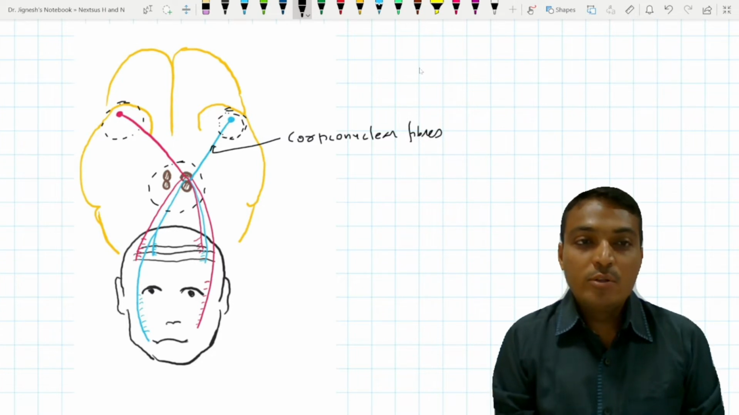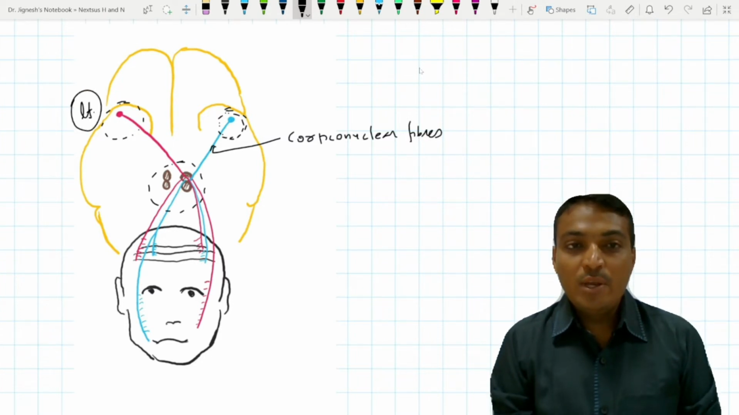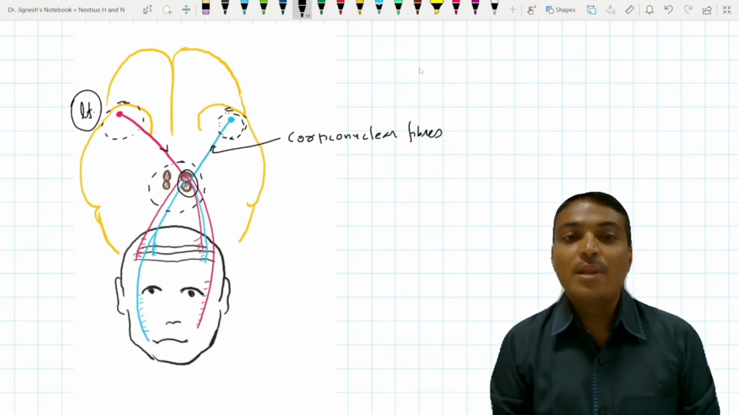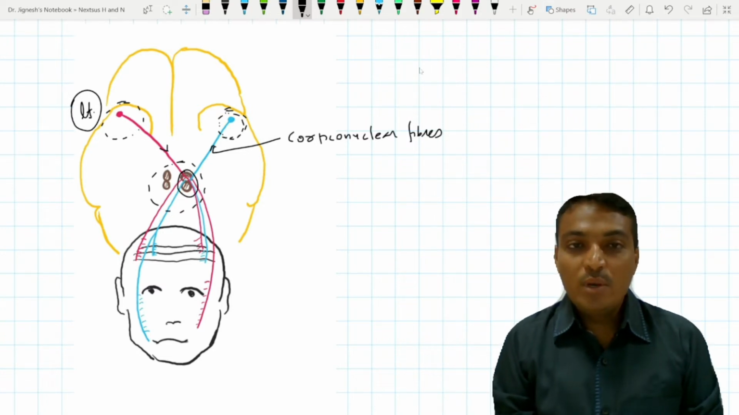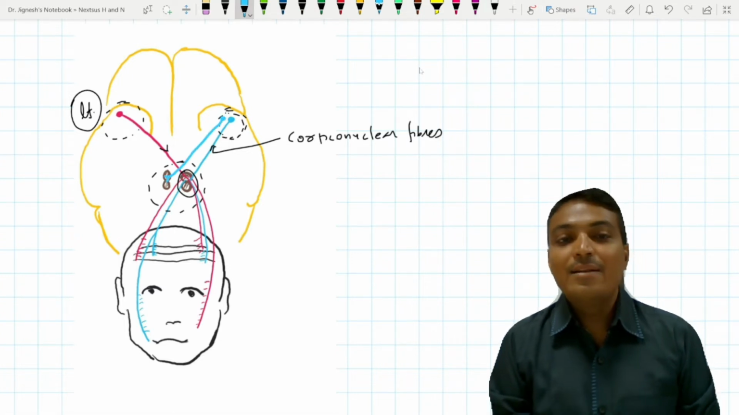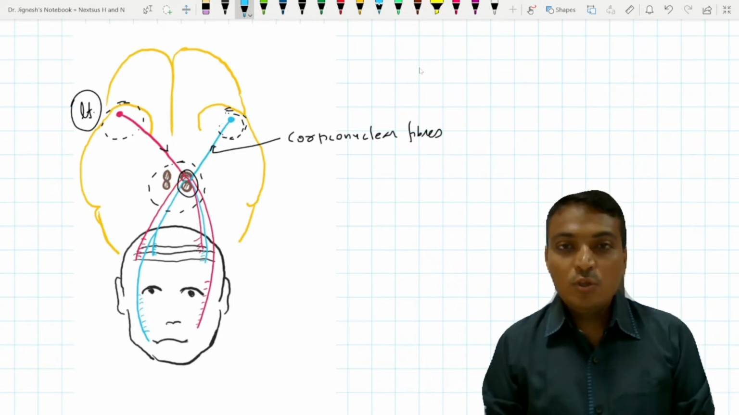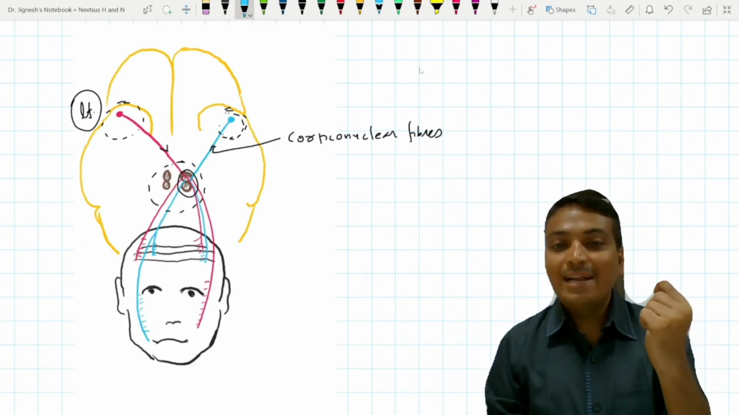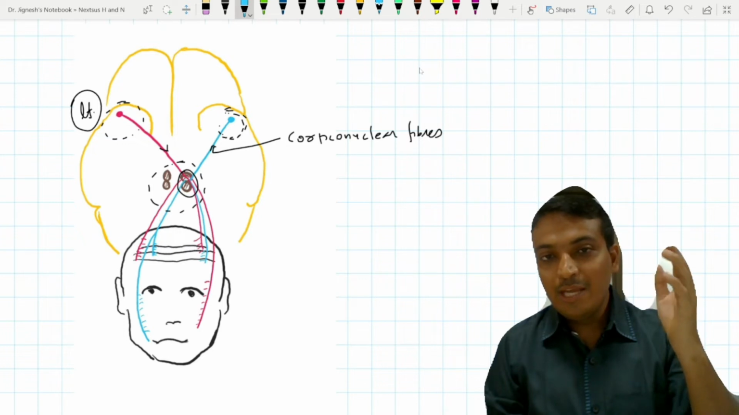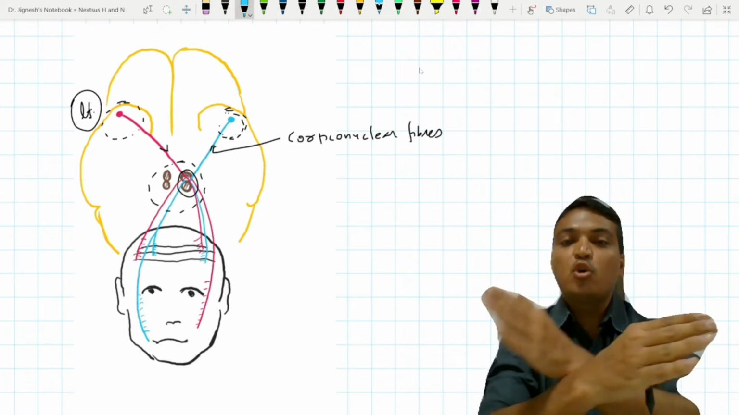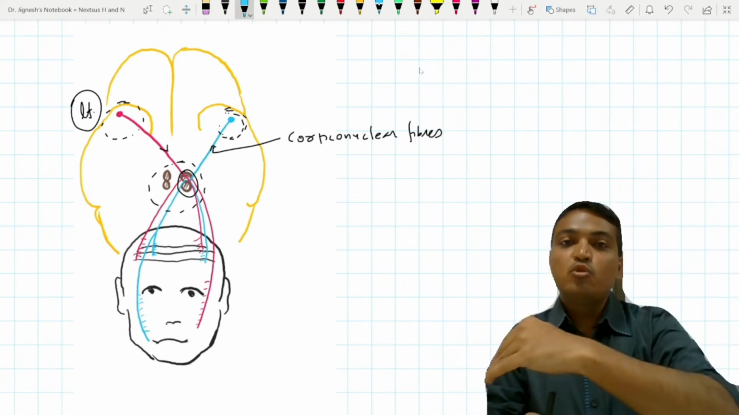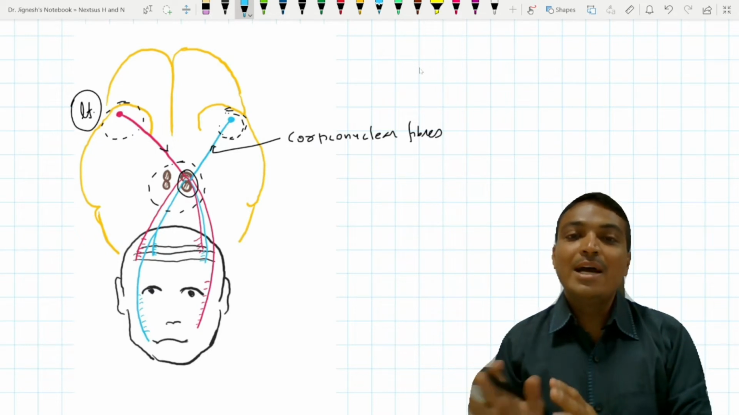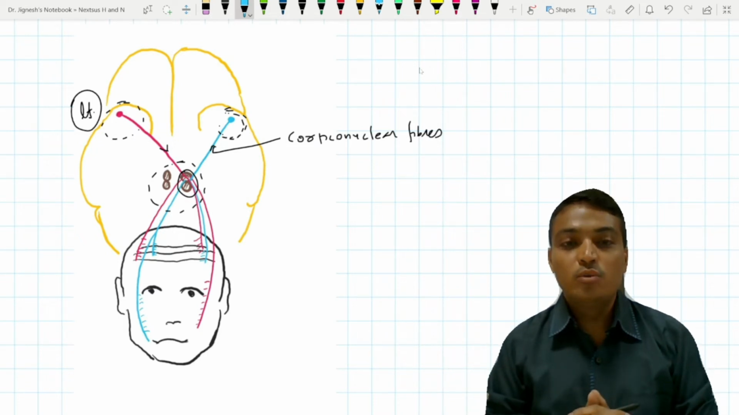So if we talk about this left-sided corticonuclear fiber, it is going to reach up to the right-sided cranial nerve nuclei, while the corticonuclear fiber which is situated on the right side will obviously go to the left-sided cranial nerve nuclei. So we have to remember one point in our mind, that all the corticonuclear fibers are going to cross and reach up to the contralateral nuclei of the respective cranial nerves.